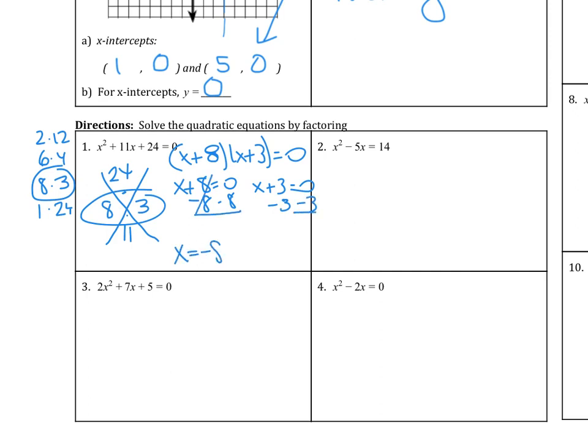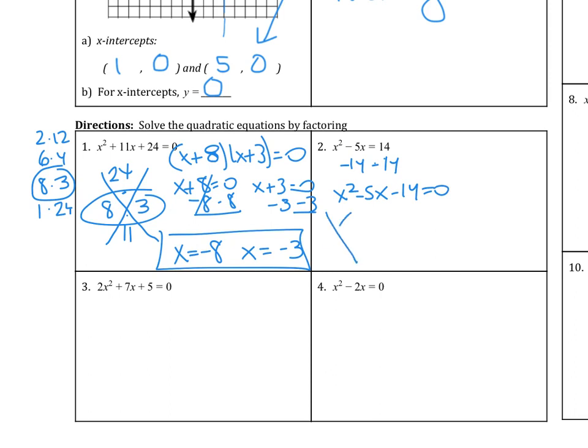So x equals negative 8, x equals negative 3. Okay, for number 2, you actually have to set that equal to 0 before you solve. So in order to set it equal to 0, you need to subtract 14 from both sides. So this is x squared minus 5x minus 14 equals 0. So you must set it equal to 0 before you solve.